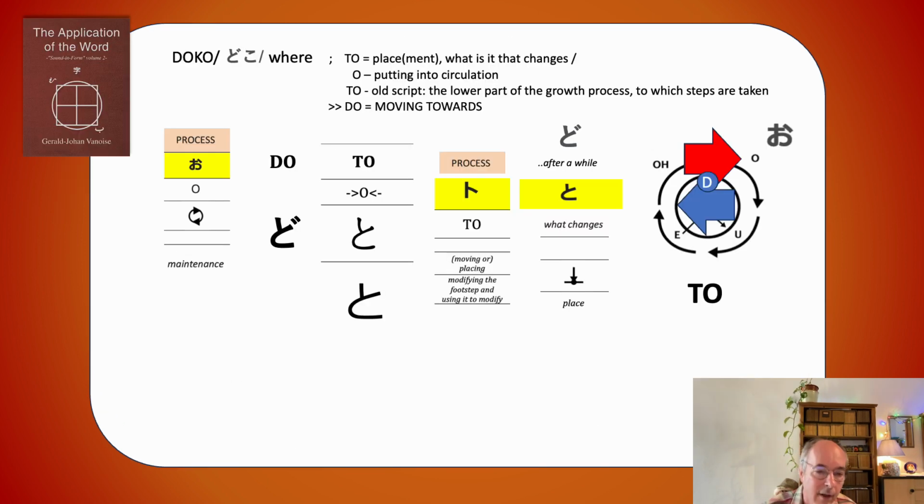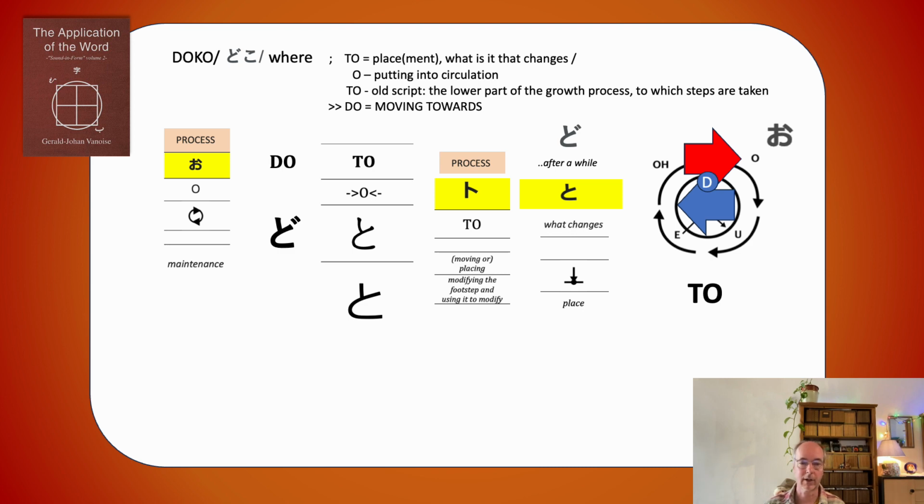Doko, I will explain as well. This is the combination of do and ko. The do is not in the system. The D is a pronounced expression of to. So I can explain to.